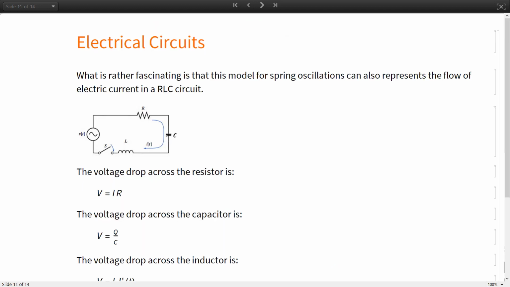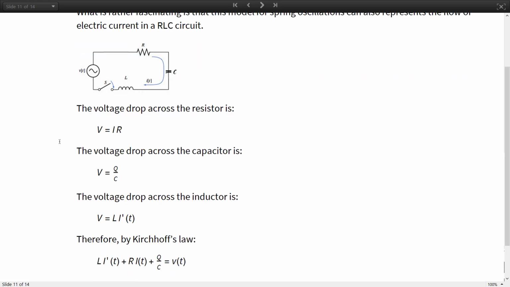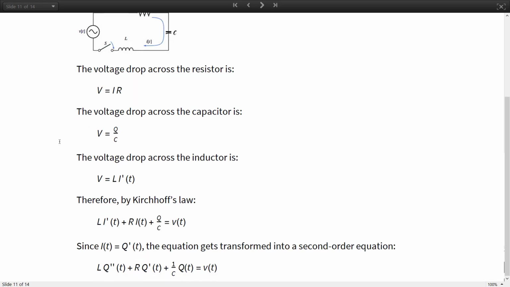It is quite fascinating that the model for an oscillating mass on a spring also represents the flow of electric current in an RLC circuit. Here is a diagram for the RLC circuit, which consists of a resistor indicated by the R in the diagram, an inductor labeled by the L, and a capacitor labeled by the C. I of t is the current flowing in the circuit, and V of t is the impressed voltage from the voltage source which powers the circuit. If we had just the inductor and a capacitor, the current would oscillate back and forth in simple harmonic motion, as we will see in the example. Introducing a resistor decays the oscillation and provides damping.